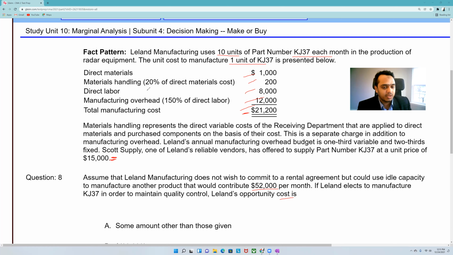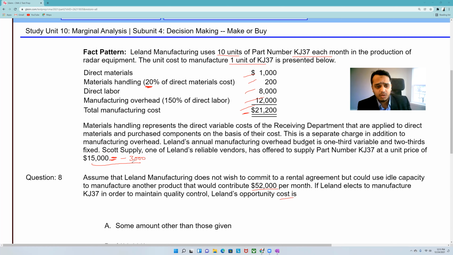$15,000 plus what is the handling cost? 20% of the material cost. So what would it be? What is 20% of 15,000? 20% of 15,000 is 3,000. So 3,000, I'll add it. This will become my variable cost. Yes or no? This is the cost at which I am going to get it.